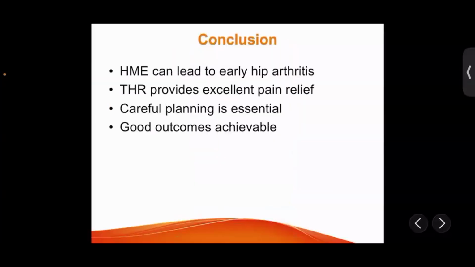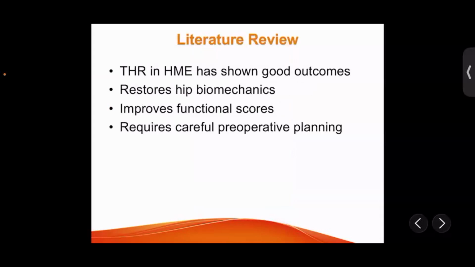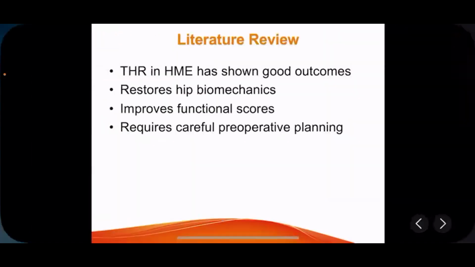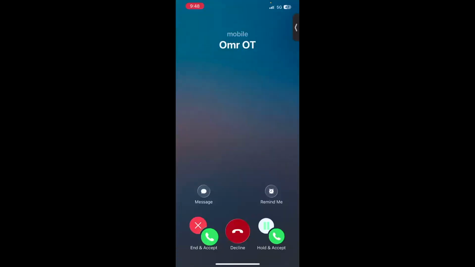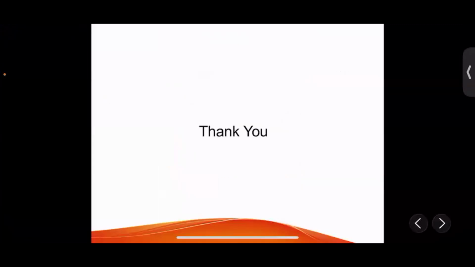So in conclusion, HME definitely can lead to early arthritis, and THR is the recommended method according to many studies, for an excellent amount of pain relief. But careful planning is essential, and I personally think the robot specifically helped us a lot with the planning because it would have been difficult without that. And good outcomes are definitely achievable. Literature review: the same thing. THR in HME has been shown to give good outcomes. They do restore the hip biomechanics and improve the functional scores as well. But definitely you need good pre-operative planning as well. And that's it. Thank you.